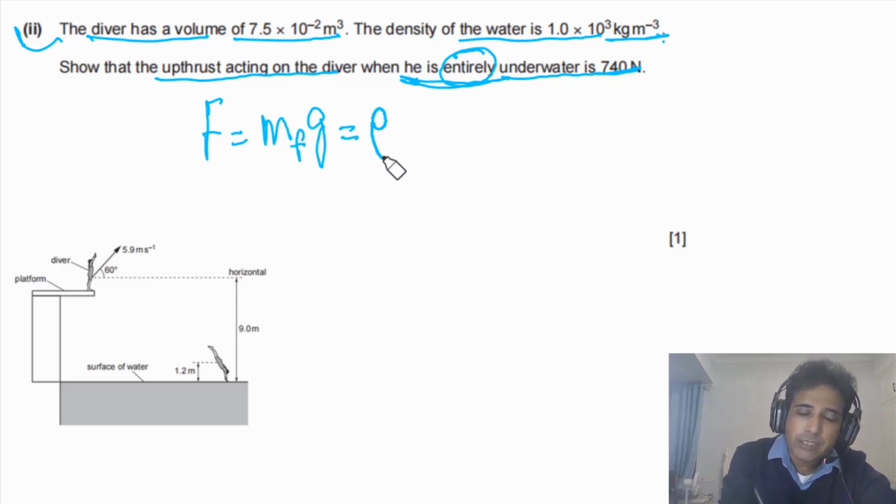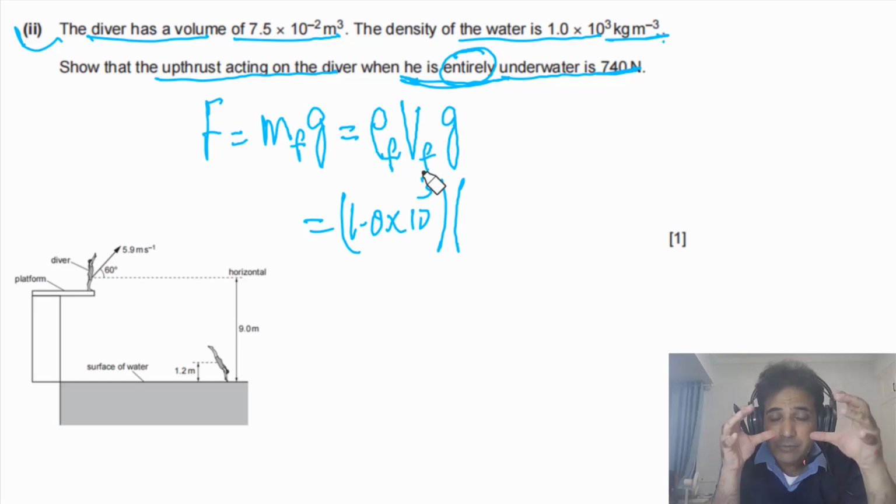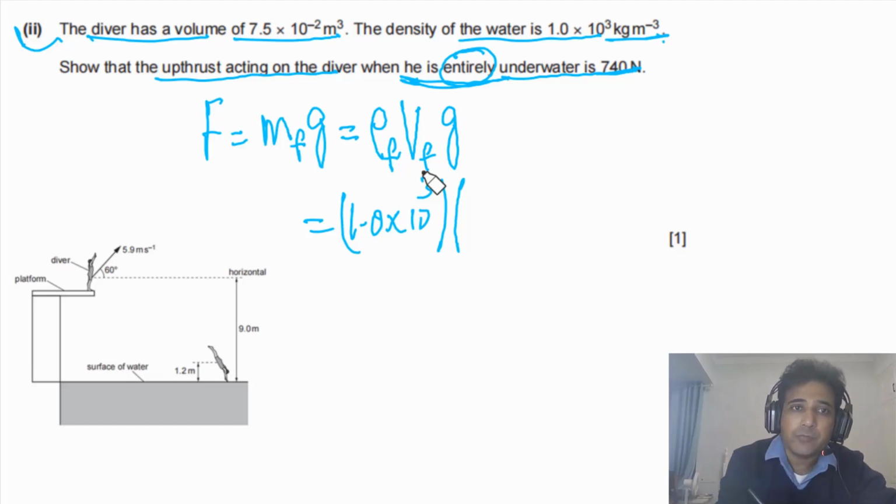This will be equal to density of the fluid times volume of the fluid displaced times g. Density of water we have, that is equal to 1.0 times 10 to 3 kgs per cubic meter, and volume of fluid displaced. In this case, this diver is fully inside water, so volume of fluid displaced is equal to volume of person, volume of diver.